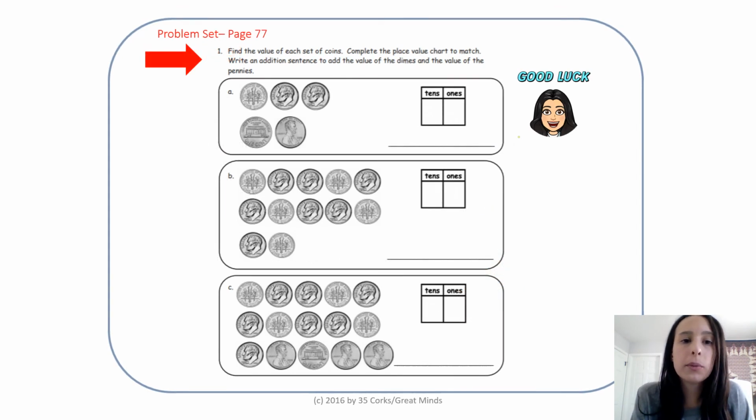All right, for your problem set today on page 77, you're going to find the value of each set of coins, complete the place value chart to match, write an addition sentence to add the value of the dimes and the value of the pennies. So kind of what I just did in our extra work. So I showed 40 plus 8 equals 48. You're going to do that here. So adding your 10s and your 1s or your dimes and your pennies.